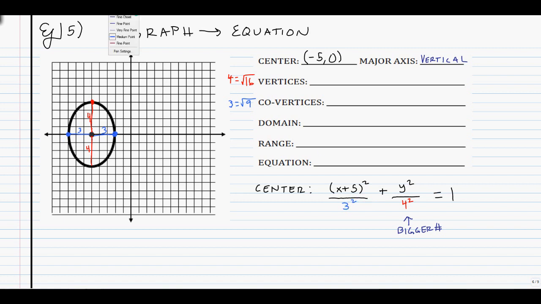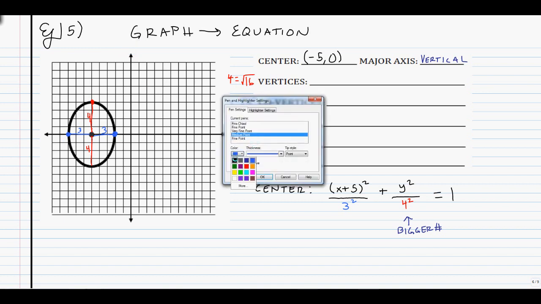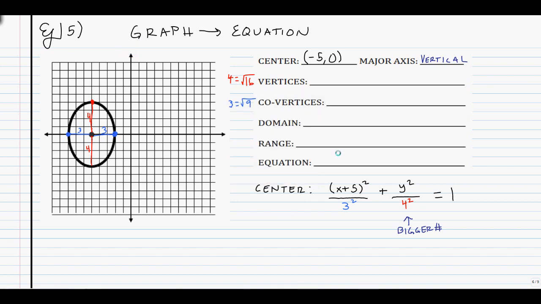So now what does that tell us? Well, we can actually write our equation now, right at this point. We're already there. We can just go ahead and say that the equation is x plus 5 squared over 3 squared, which is 9, plus y squared over 4 squared, which is 16, all equal to 1.